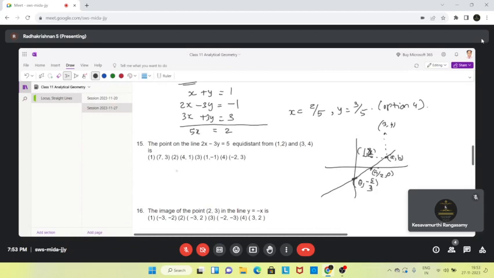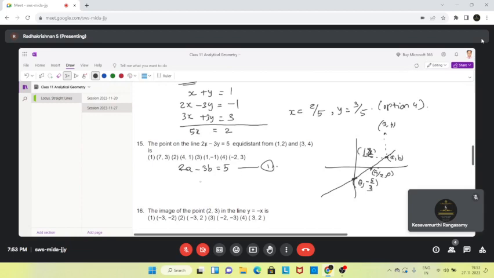Now, the A, B lies on this 2x minus 3y equal to 5. That means it has to satisfy this line, first of all. So 2a minus 3b should be equal to 5. Number 1. Suppose this is a, b, and this is 1, 2, this is 3, 4. We can find out the distances.